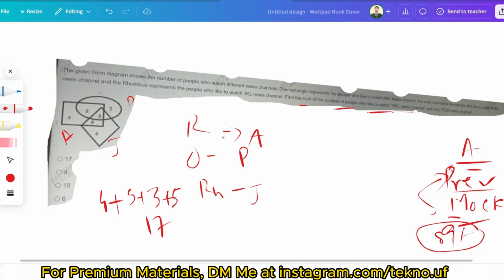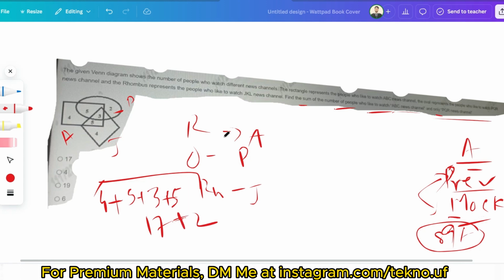Okay, and it is also told the sum of the number of people who like to watch ABC news channel and only PQR news channel. So PQR news channel means this oval, right? So these 3, these 5, all are common in ABC and PQR. So it is told that only PQR, that is 2 only. Okay, so this is not common in any other news channel. So these people watch only PQR news channel, so it should also be added.